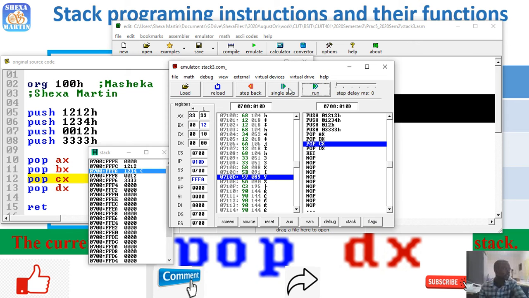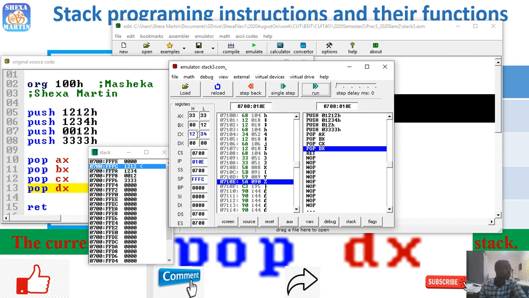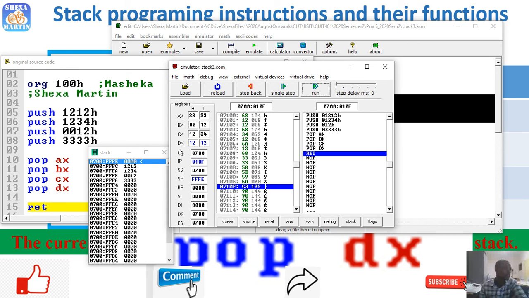We run the next instruction. 0012 is moved now to BX, and our stack pointer subtracts 2 and points to the next value. The stack pointer is that one, the angle bracket. And then if we execute next, we expect to see 1234 in CX, and CX is there. Same applies on pop DX. We expect to see 1212 in DX. Here is our DX, and then we run it, 1212. So we are done with this instruction.